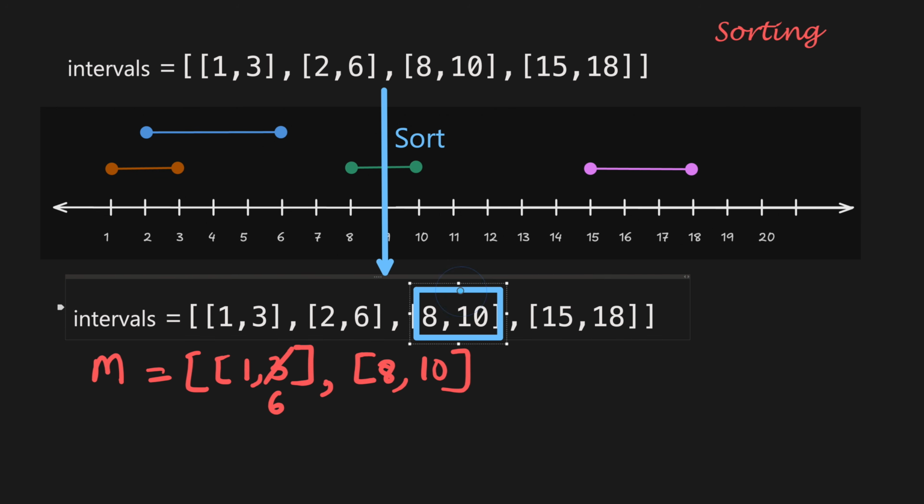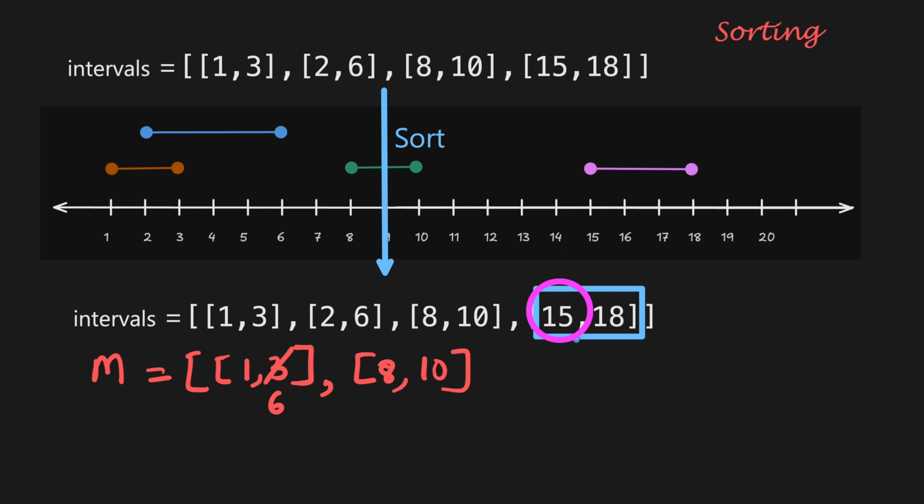And finally, we process the interval from 15 to 18, and it doesn't overlap as well because the starting time 15 is greater than the end time 10, and hence we add it to the list as well. And now, since we have processed all the intervals, we are done, and our merge list contains this final non-overlapping result.